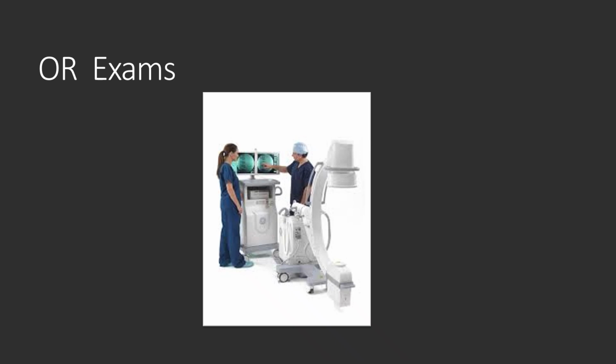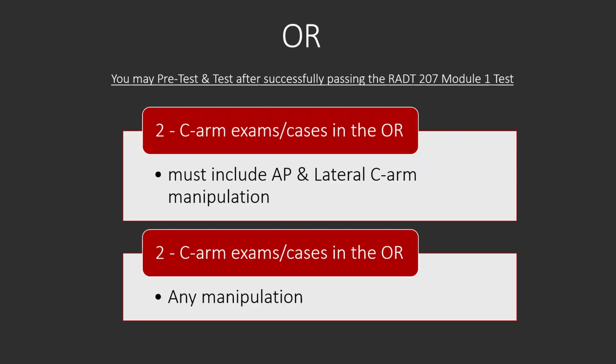OR exams. There is no lab testing on OR exams. For OR, you may pre-test and test after successfully passing the RAD 207 Module 1 test. You have C-arm, which have an AP and a lateral manipulation, and then you have a C-arm any manipulation.